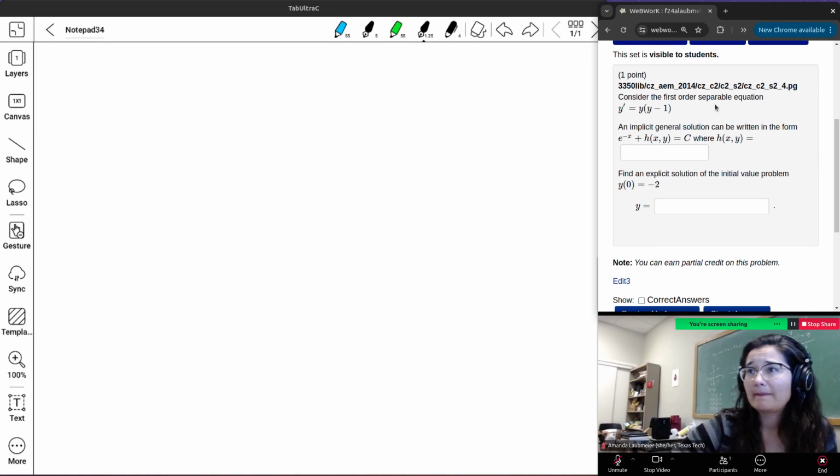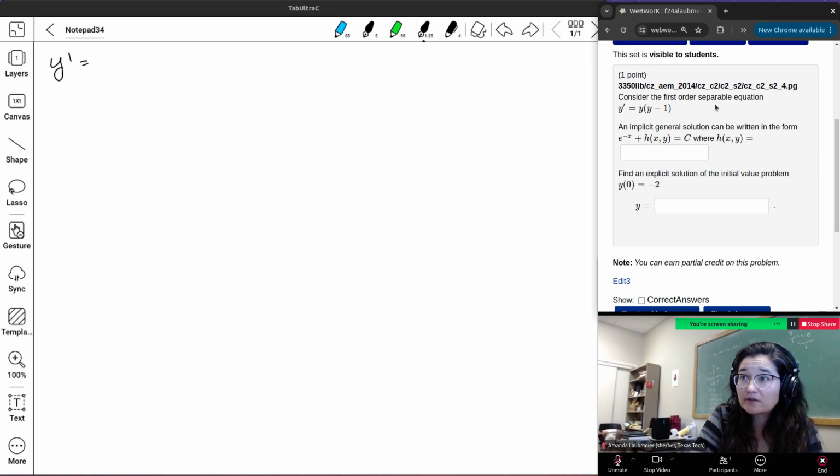Okay, cool. So we're trying to solve the problem y prime is equal to y times (y minus 1). And this is a separable equation. They tell us that in the WebWork, but on the exam you need to be able to recognize when something's separable or linear so you know the best way to solve it.